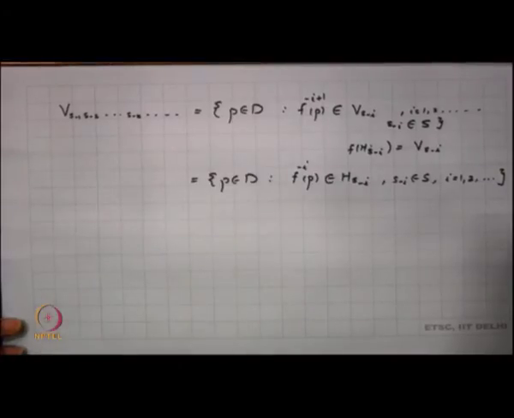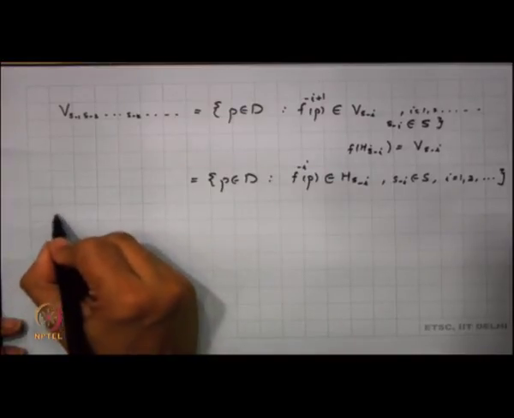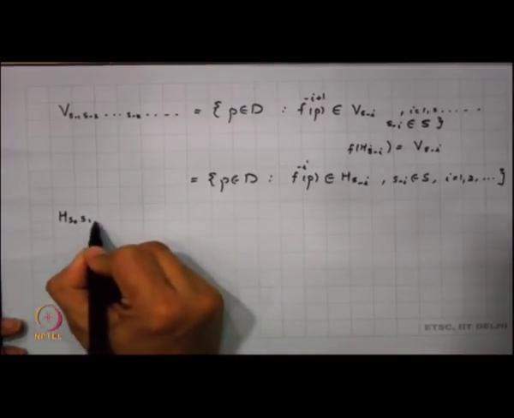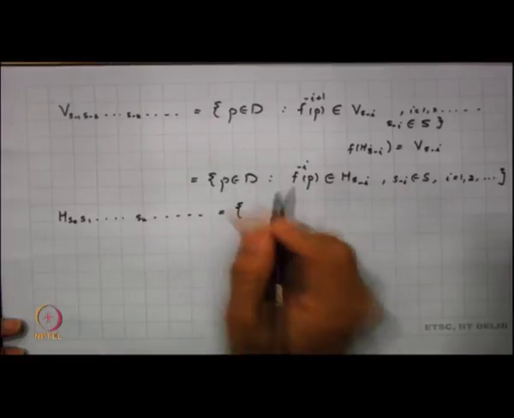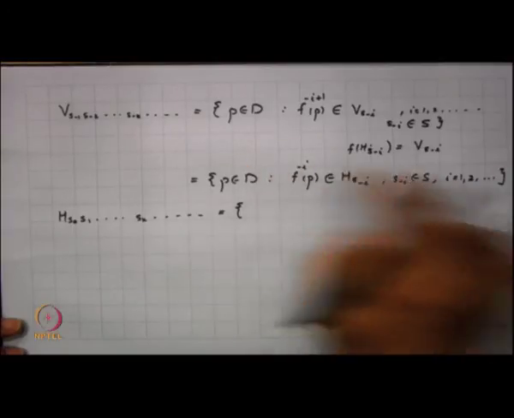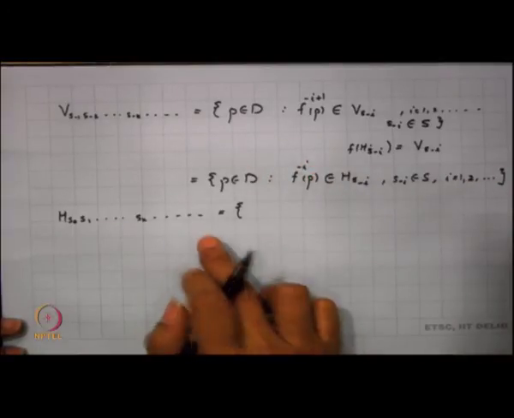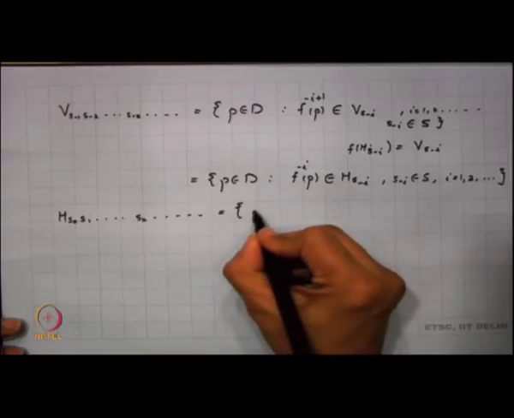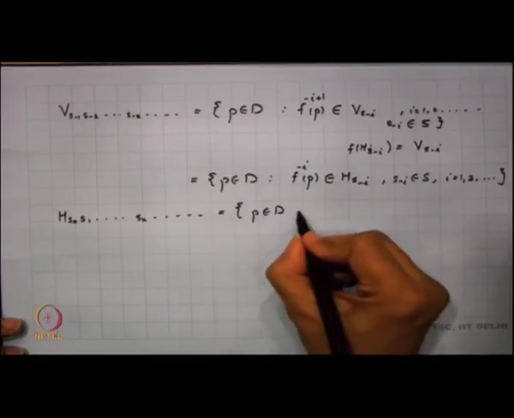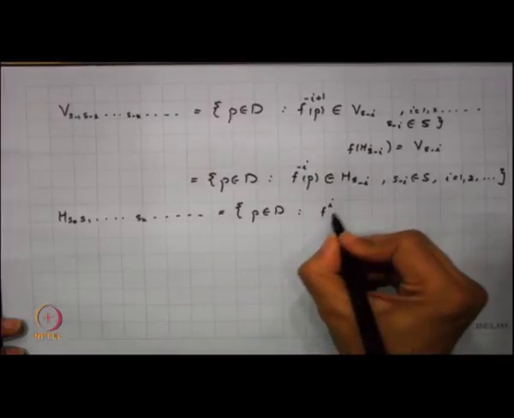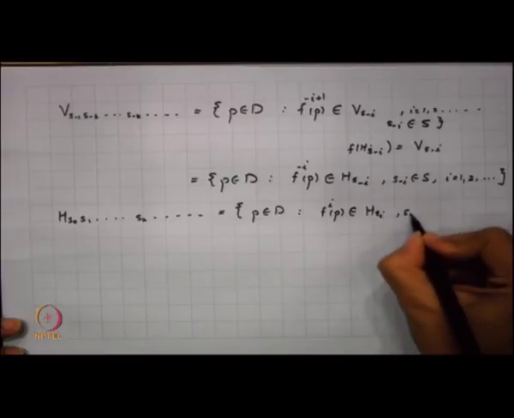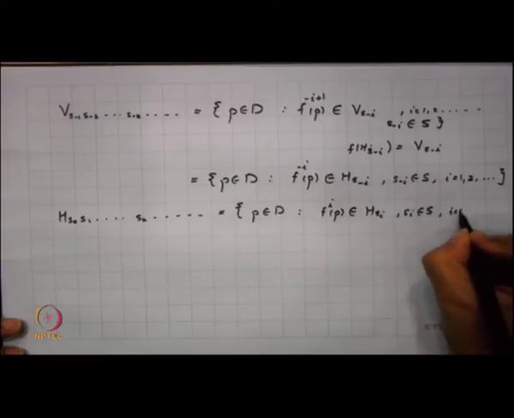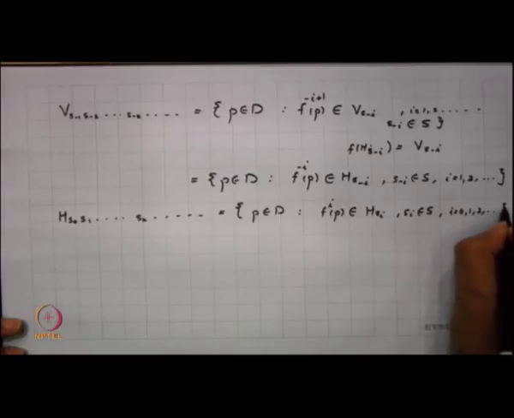Now, I can easily say what is my point P, and we already know what our H, S naught, S 1, S k is. So, this is my vertical line, which I can now represent in this way, and this is my horizontal line. We already know what representation it has. It is the set of all p in D such that f^i of p belongs to H of S_i, again where S_i belongs to S, where i varies from 0, 1, 2 and so on.